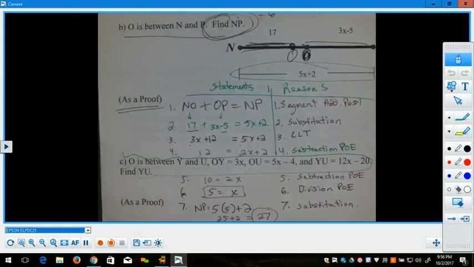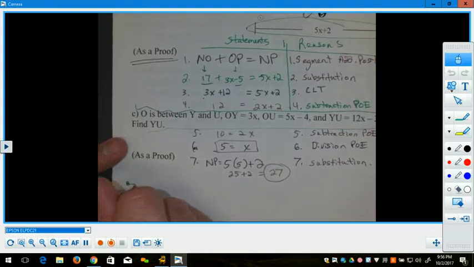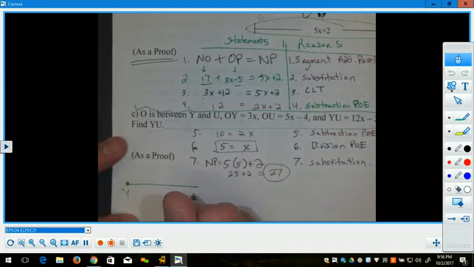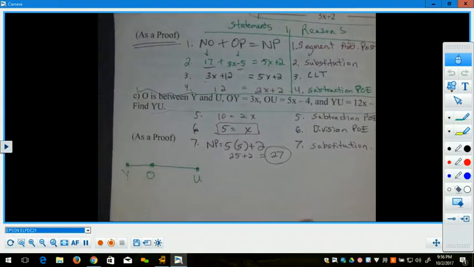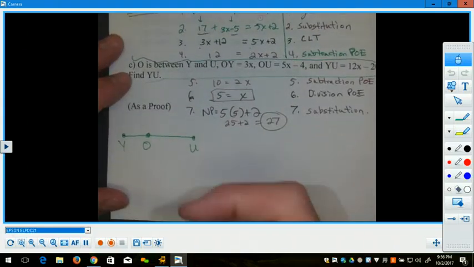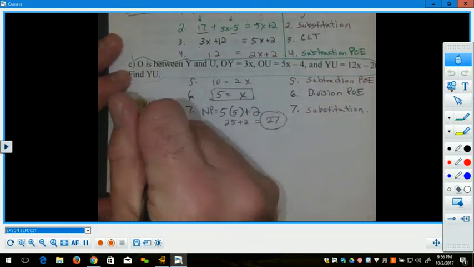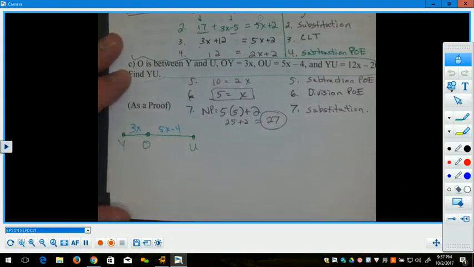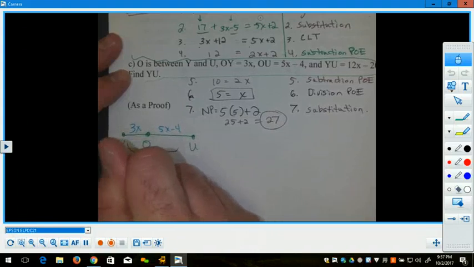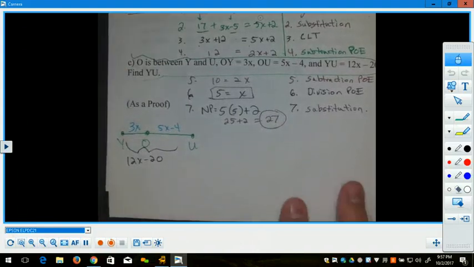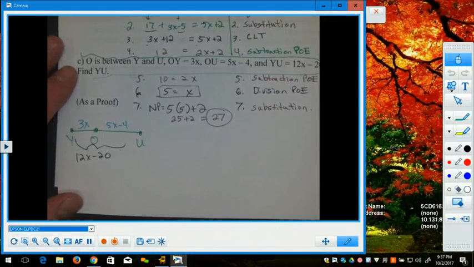Let's take a look at letter C as a proof. And let me draw my picture over here. We have O is between Y and U. And I'm going to put O off to the left just a little bit. They tell me that OY is 3x and that OU is 5x minus 4 and that the whole thing is 12x minus 20. Take a second to see if you can write this or at least set up the initial step.